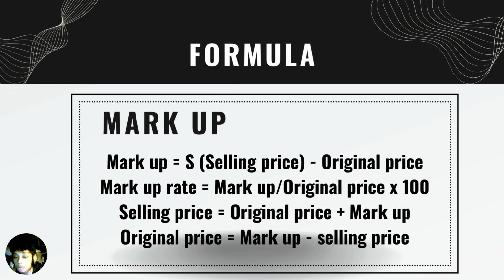To get the markup, you must subtract the original price from the selling price. To get the markup rate, you must divide the markup by the original price, and after that, multiply it by 100. To get the selling price, original price plus markup. To get the original price, selling price minus markup. In the next slide, I'm going to show you how you will solve for it.